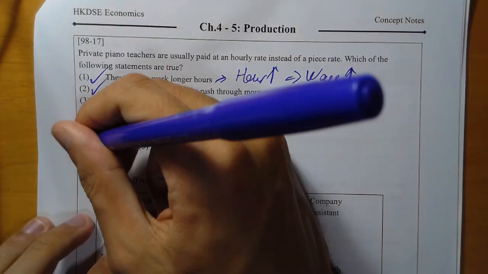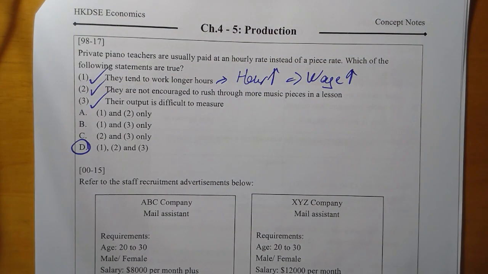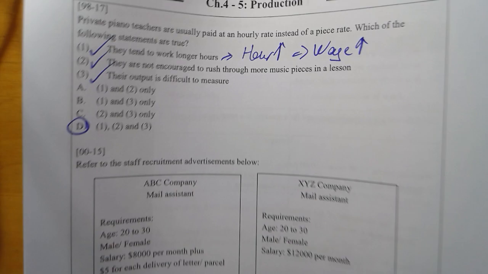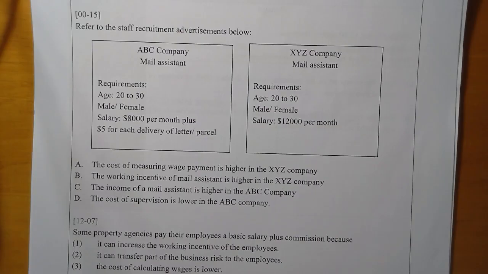So the answer is 1, 2, and 3. Remember, teaching is very difficult to quantify. You need to see whether it's effective, not just about how much you taught, but whether they understand. How do you tell whether they understand or not? Then it's already a very difficult question, alright? So you see, very difficult to measure. Now, next one.